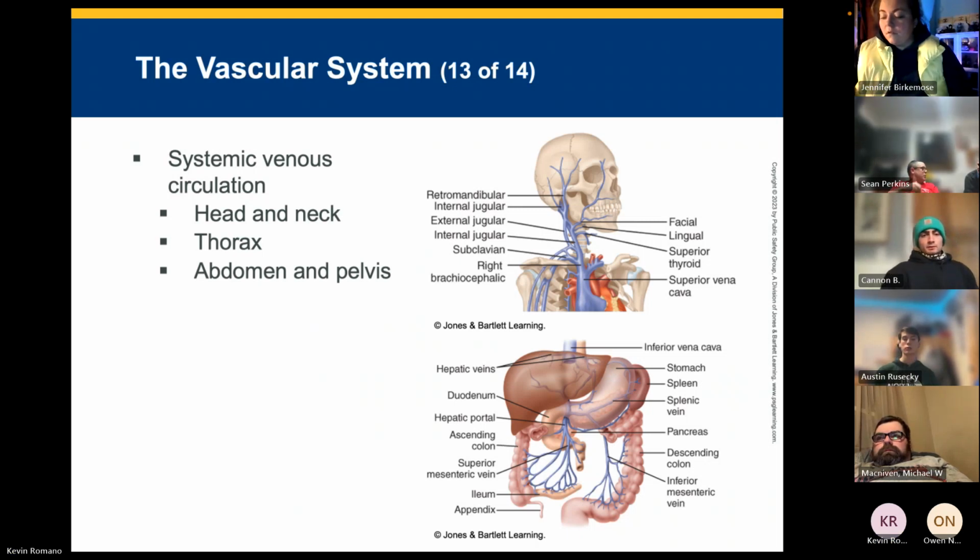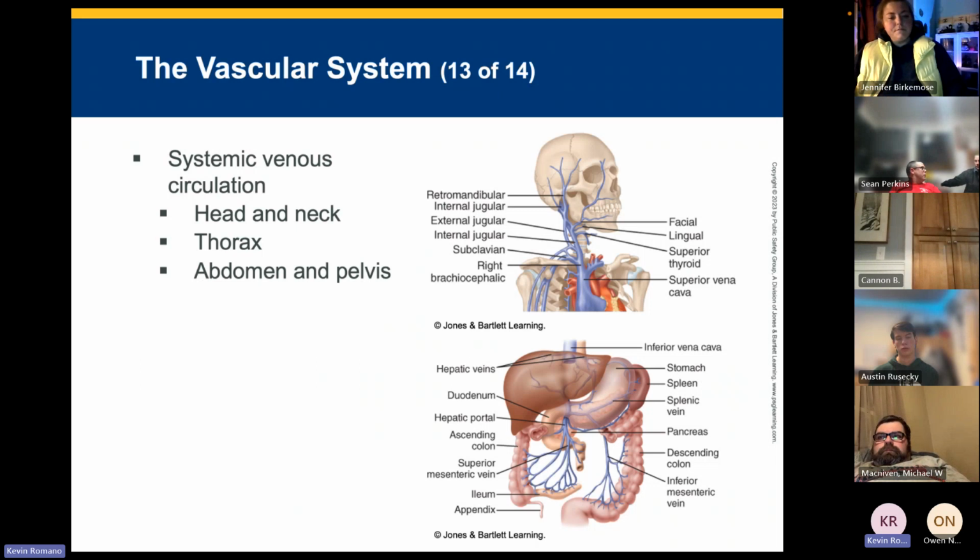All right. So the head and neck, the systemic venous circulation. There are two major veins, the external and internal jugular veins. Right, spaces between the membranes surrounding the brain form venous sinuses. The external and internal jugular veins join the subclavian veins. Right, remember the subclavian vein is almost like a direct line to the heart.